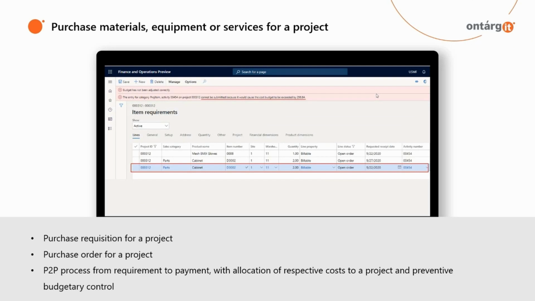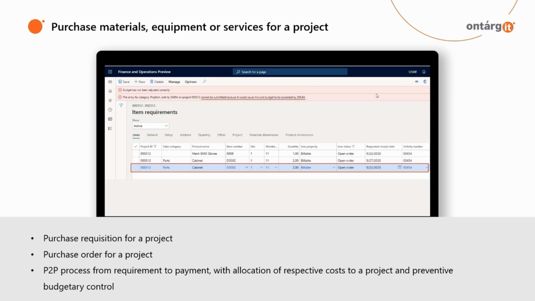You can also create a purchase requisition or a purchase order for a project. For example, it can be some special subscriptions or equipment that is needed specifically for implementation of a project. Thus, the costs of such items are associated with a project, and for time and material projects, they can be included in the customer invoice.